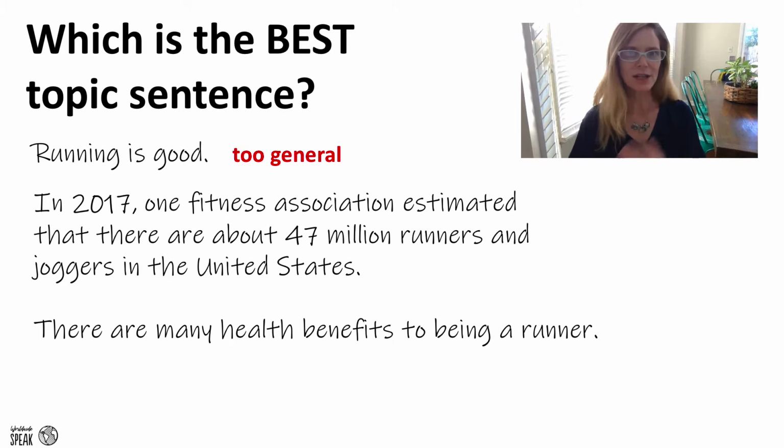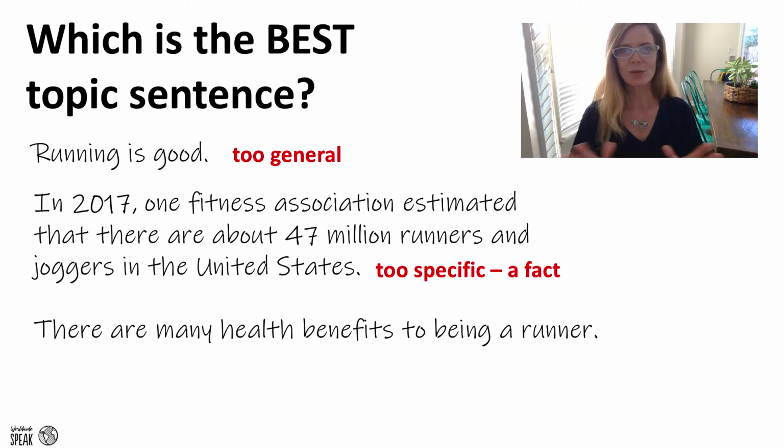Now, let's take a look at the next sentence. It's quite a mouthful. Here we go. In 2017, one fitness association estimated that there are about 47 million runners and joggers in the United States. Okay, that's a very interesting fact, but that's what it is. It's a fact. It's too specific. You can't really make a paragraph out of that. That would be a bad topic sentence because it's not giving me the topic and the controlling idea.